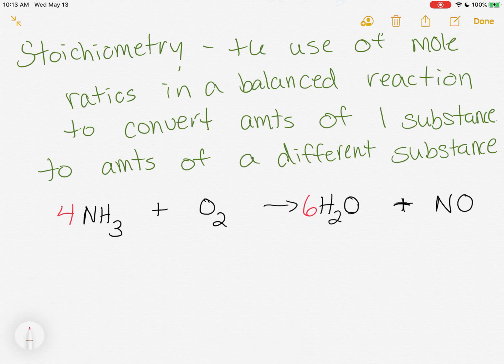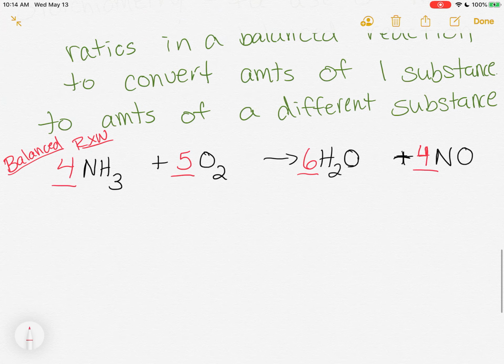So I'm going to have to put a 4 in front of my NH3 to balance out my hydrogens, and then a 4 in front of my NO to balance out my nitrogens. And now I have 10 oxygens on the right, so I can put 10 oxygens on the left by adding a 5. So now we have these coefficients, and now we have a balanced reaction. Again, that is the most important thing when doing these stoichiometry calculations, that we are dealing with a balanced reaction.